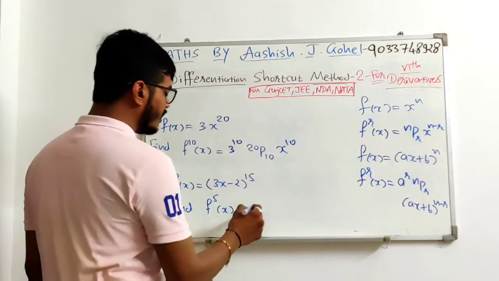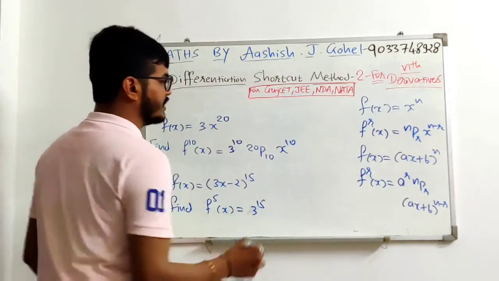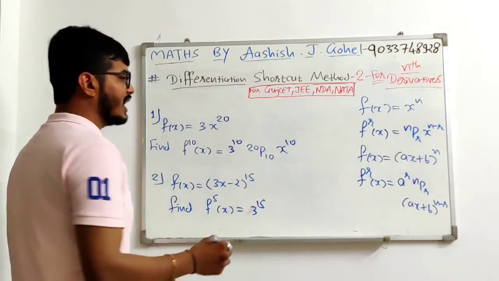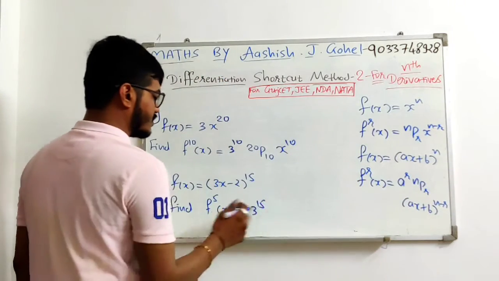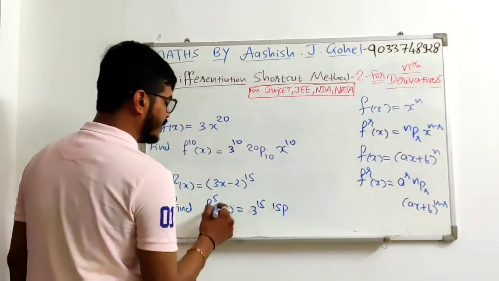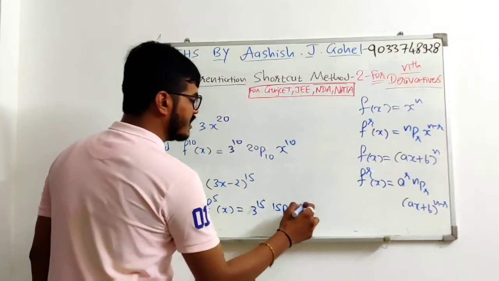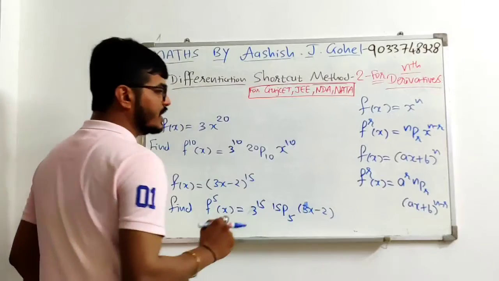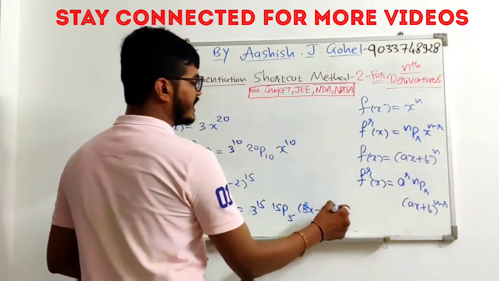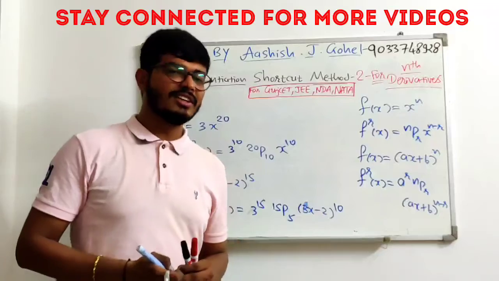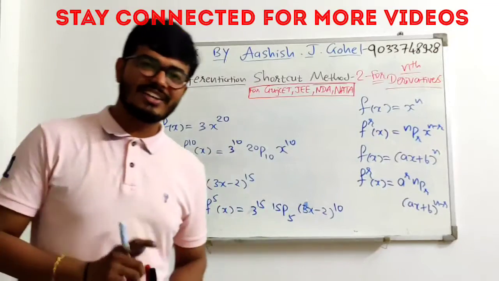Here 3 raised to 5 because the coefficient of x is 3. Then nPr, so here 15P5. Then next the whole expression, that means (3x minus 2) raised to 15 minus 5, that is 10. So that is a very easy method. Hope all of you understand this well.